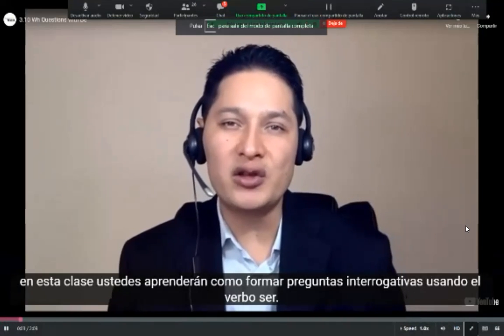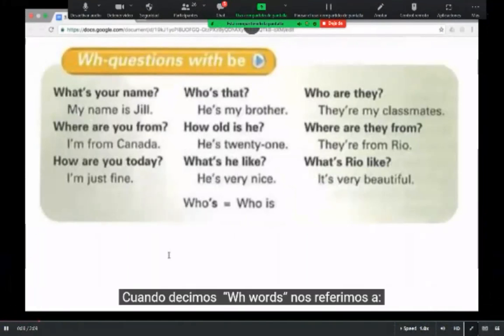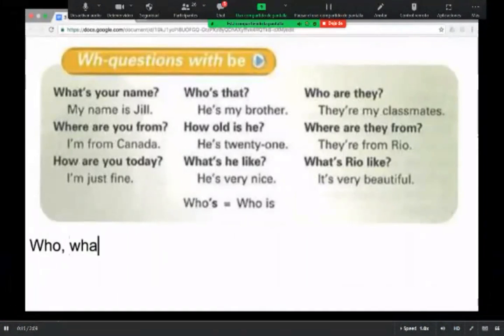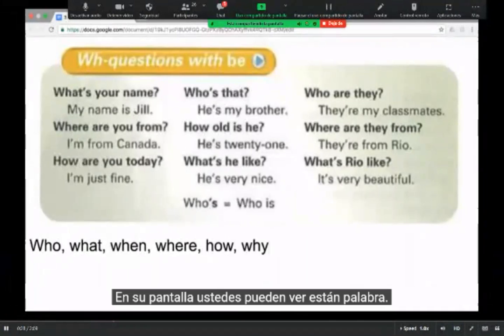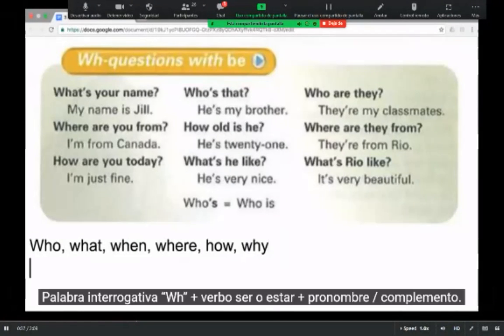Learn how to form WH questions with me. The first thing that I would like to explain is the WH words. Whenever we say WH words, we refer to the following. Who, what, when, where, how, why. On your screen, you can see these words displayed. Let me write the rule to follow in order to form WH questions. You're going to have a WH word plus the verb to be, plus some kind of pronoun or complement.